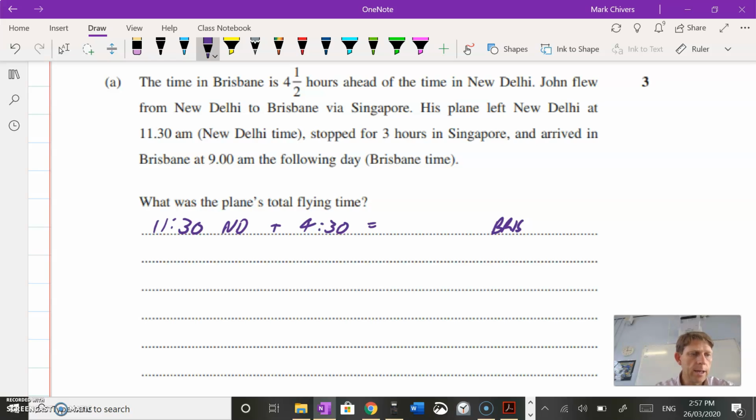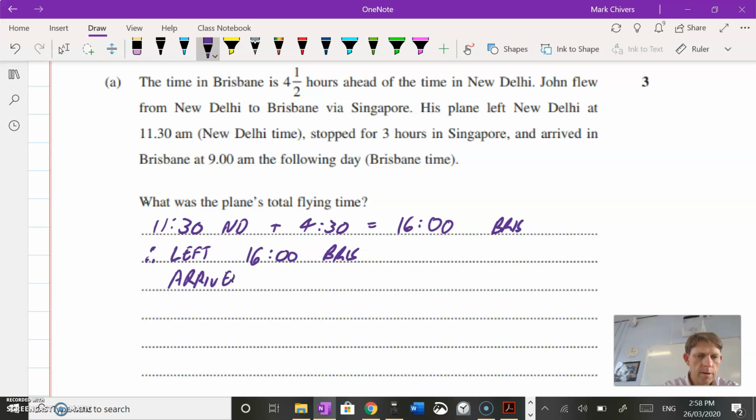When we add those two together, we get 1600. 11:30 plus 4 hours and 30 minutes is going to get us up to 1600, which is basically 4 PM, and you can kind of see that from there anyway. So basically we've left at 1600 Brisbane time, it'll be a little bit easier, and we've arrived at 900 Brisbane time, but that's the next day.